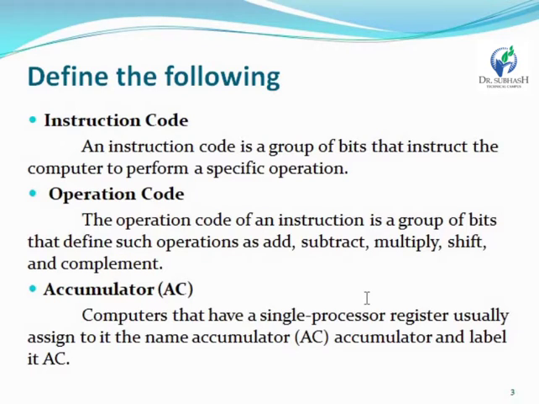Then one definition is accumulator. What is the accumulator? A computer that has a single processor register is usually assigned the name accumulator. The accumulator is one label, called the AC. So these are some definitions of computer and computer organization.